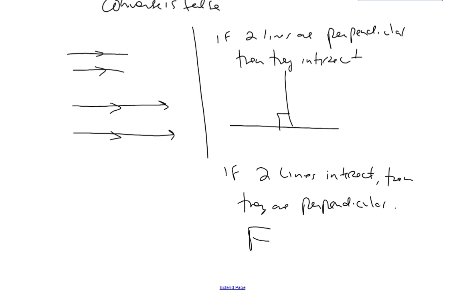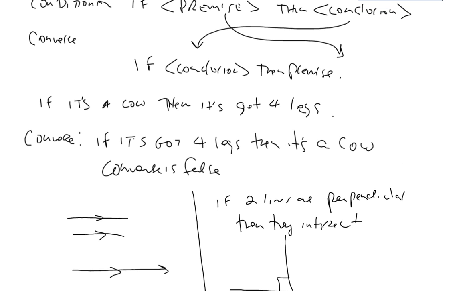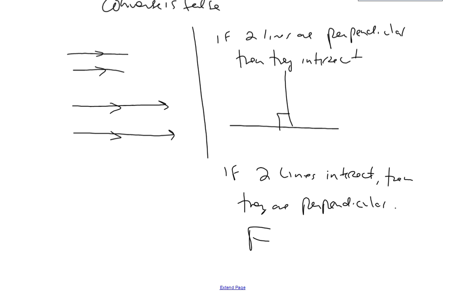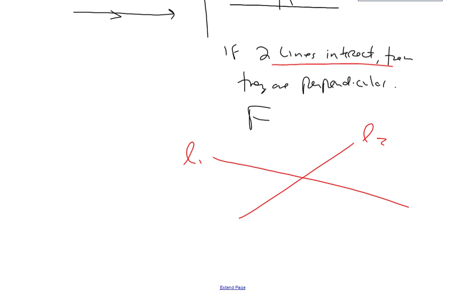What's your counterexample? In the previous case, we came up with a counterexample of a giraffe, a dog, or a cat. So if it's got 4 legs, it's not necessarily a cow. It could be any one of those other animals. What is our counterexample here? Here's line 1. Here's line 2. Here I have 2 lines that intersect, but they are definitely not perpendicular. This is an acute angle over here, and this is an obtuse angle over here.